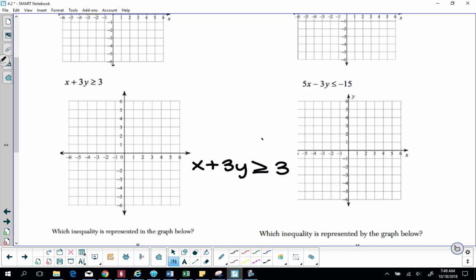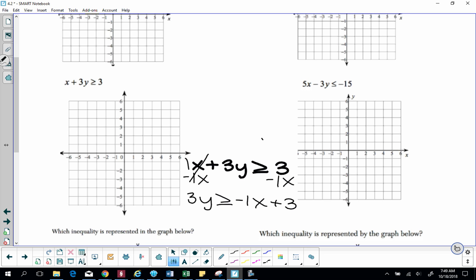So who can raise their hand and tell me what's the first thing that I would do? Subtract. Subtract what? 1x, good, because you want 3y by itself. So I'm going to subtract 1x from both sides. Then when I do this, I end up getting positive 3y is greater than or equal to negative 1x plus 3.